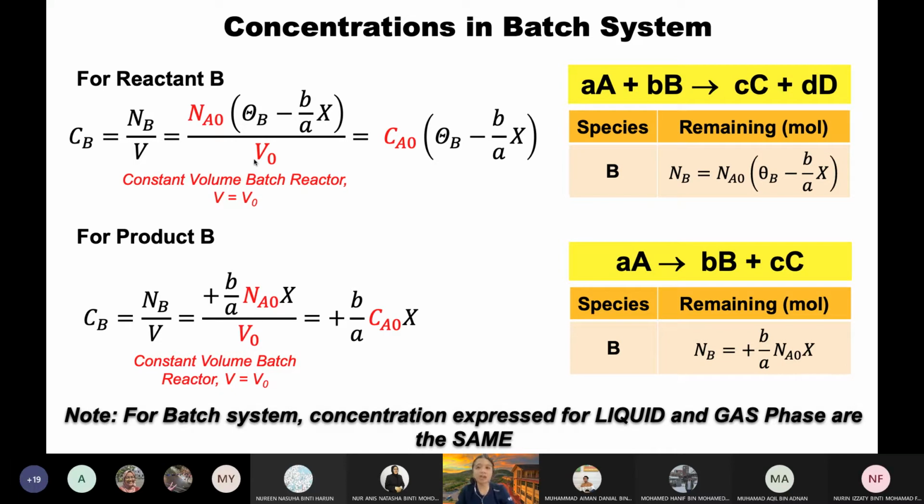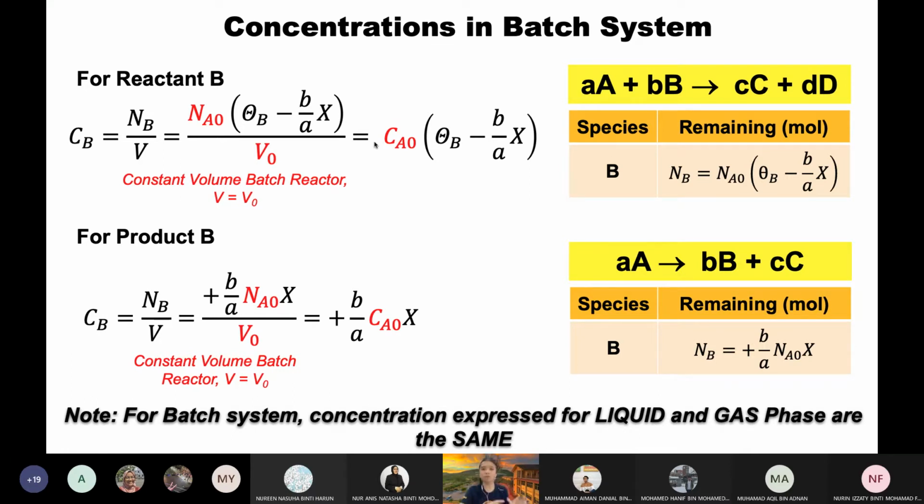Ni bukan kita nak buat sebarangan sebab kita memang tahu dalam batch reactor volume doesn't change. And kenapa kita nak ganti? Sebab kalau saya ada NA0 di atas, saya ada V0 di bawah, dia boleh menjadi CA0. So konsep dia kalau kita ada NA0 kat atas, V kat bawah, kita tak boleh jadikan dia CA0. Dia mesti not, then become not. So mesti NA0, V0 jadi CA0. Sebab tu V tu kita jadikan V0.